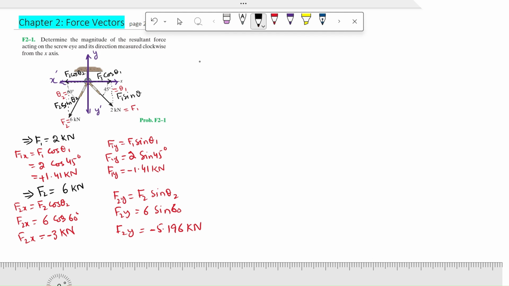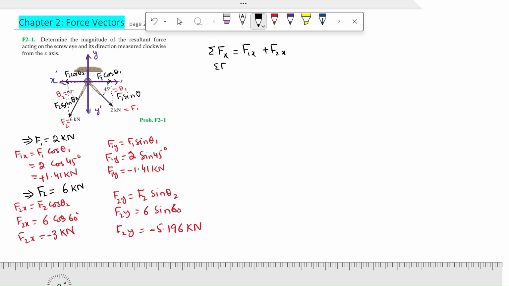So for this, we just simply add the value of the summation of f of x. It means that we add f1x plus f2x. It simply means the summation of Fx. We need this for resultant force magnitude and direction determination.